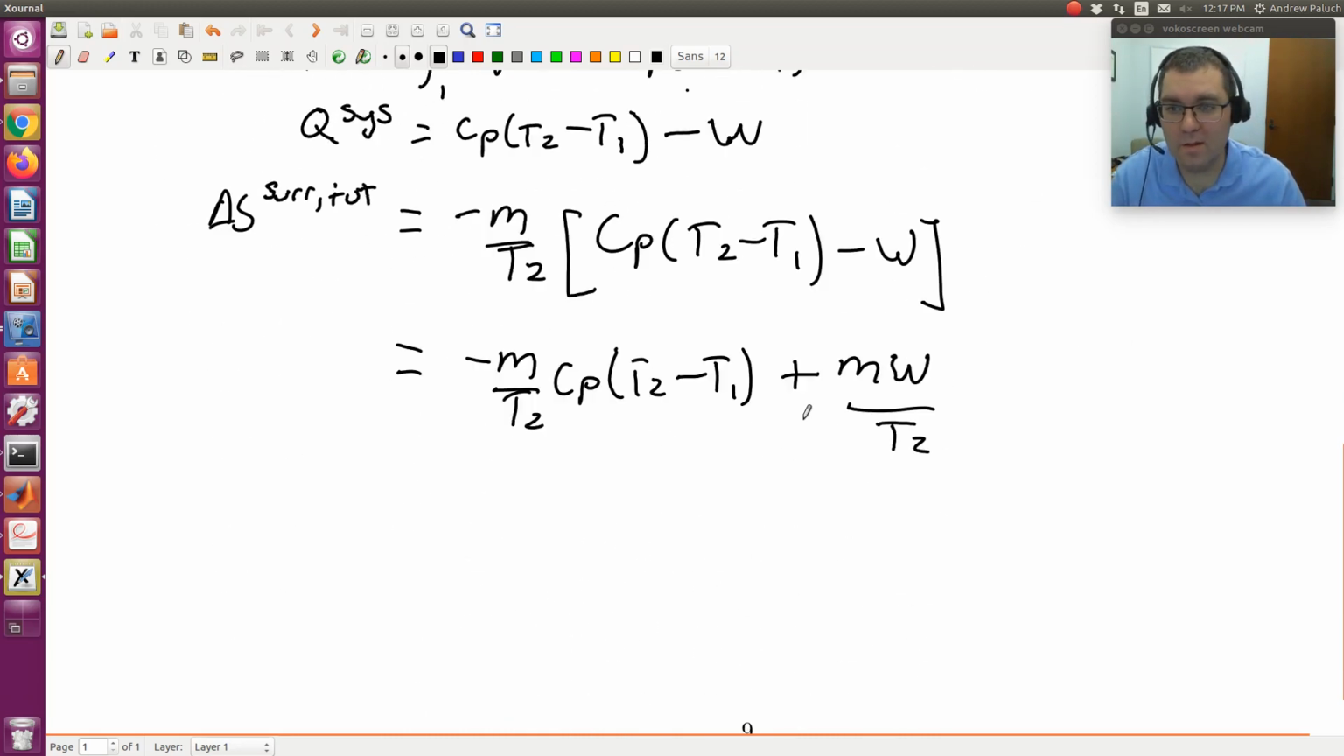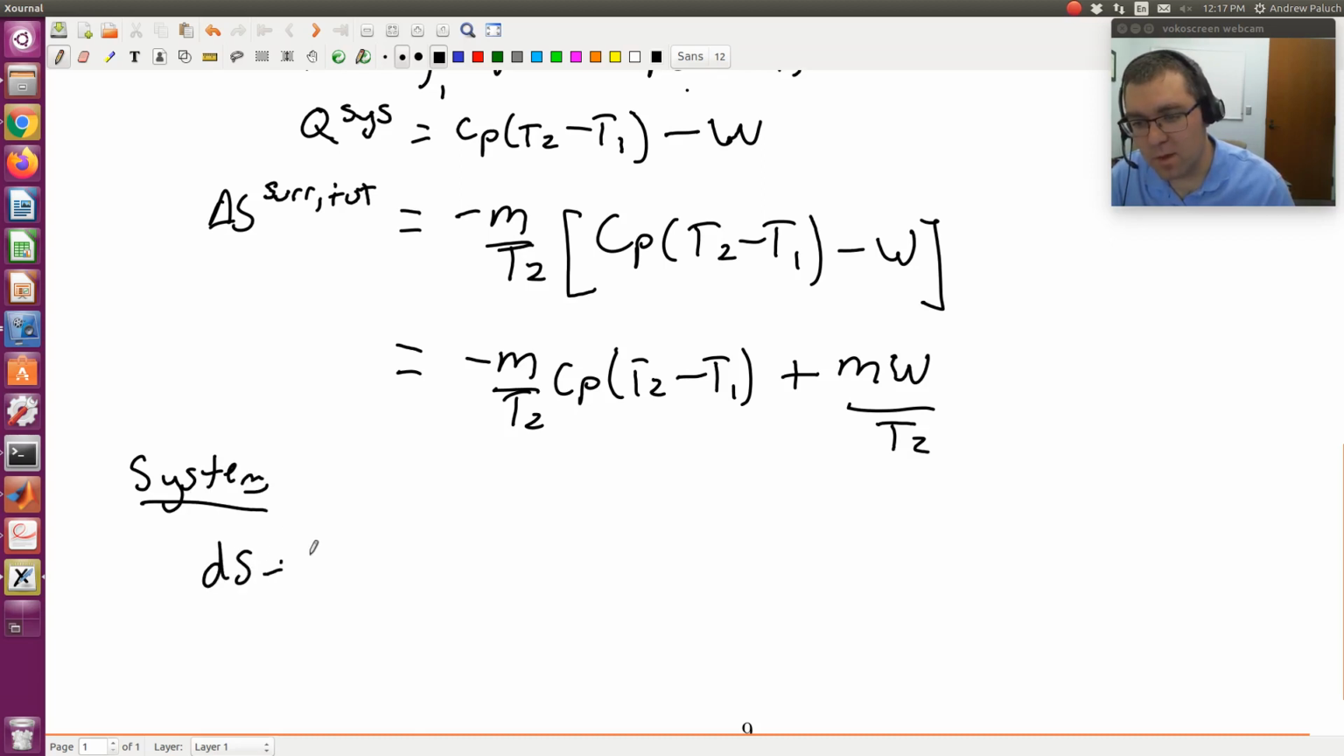All right, now let's look at my system. So for my system, I use my definition of entropy. Okay, so for my system, I have the dS is equal to my reversible heat exchange, my heat exchange from a reversible process, Q reversible over T. I got to put a d in there, right? Differential.